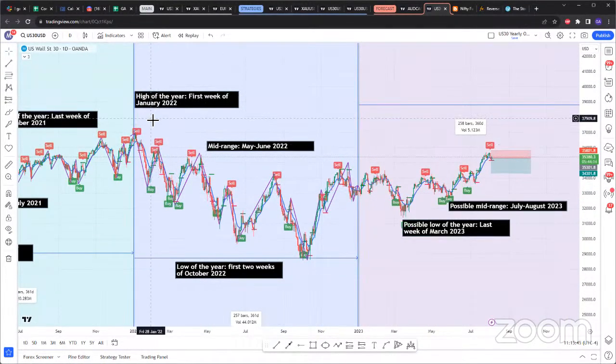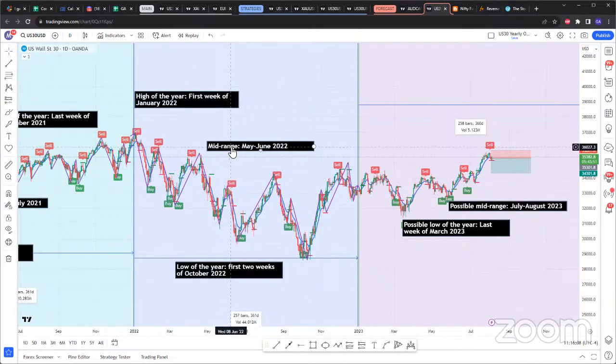January 2022, US 30 created a yearly high. Mid-range, May and June, right here, maybe the reversal was a buy in this case. It looks like it might have been a buy in June. It created a buy, went all the way up, finished the buy, then created the sell, and created the low of the year in the first two weeks of October.